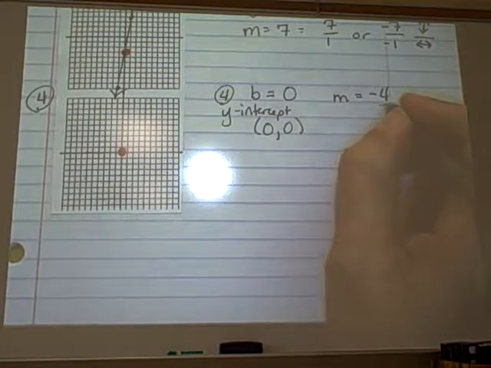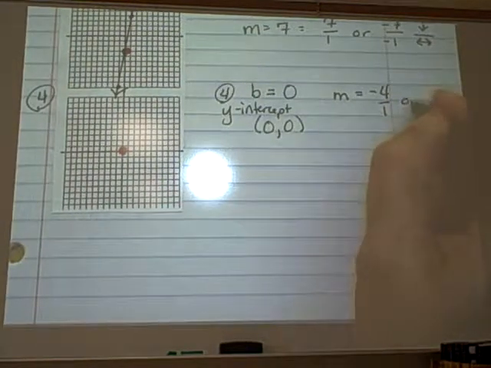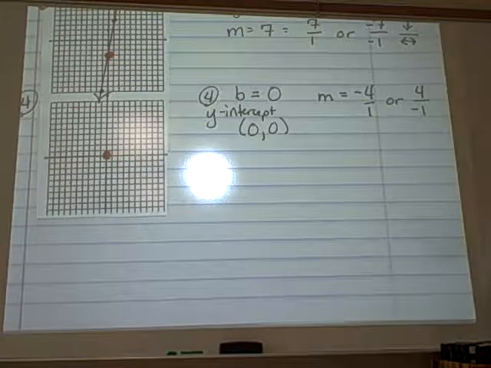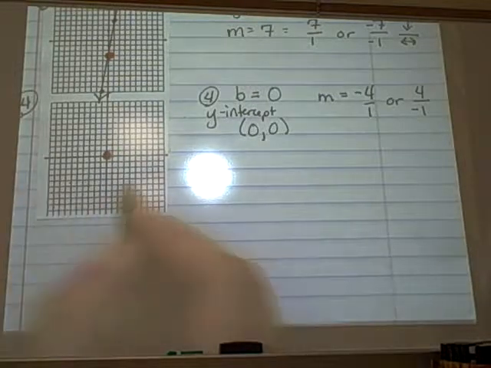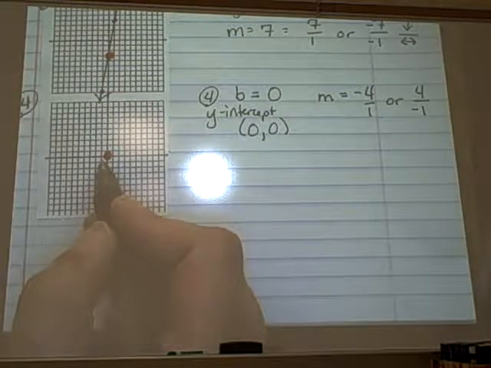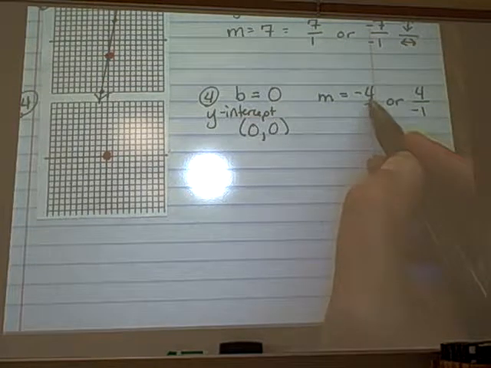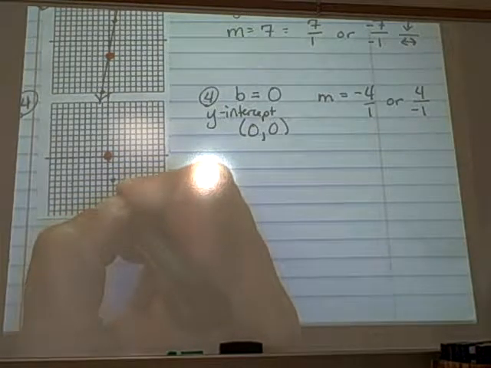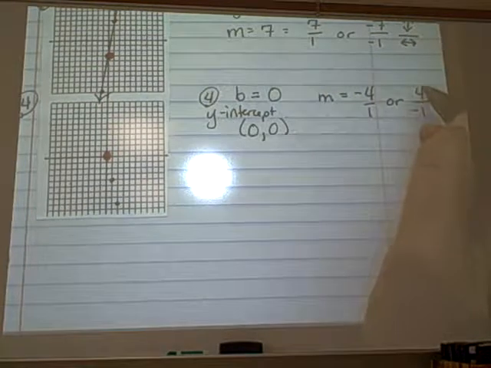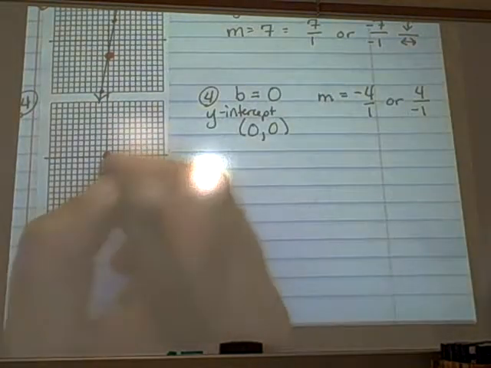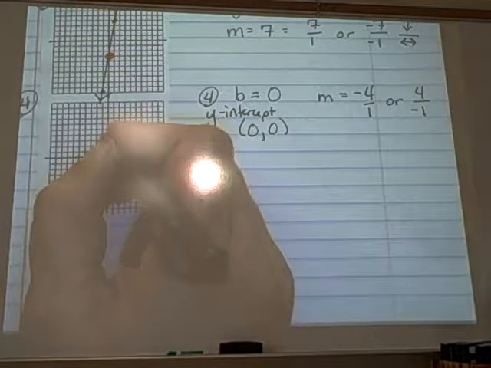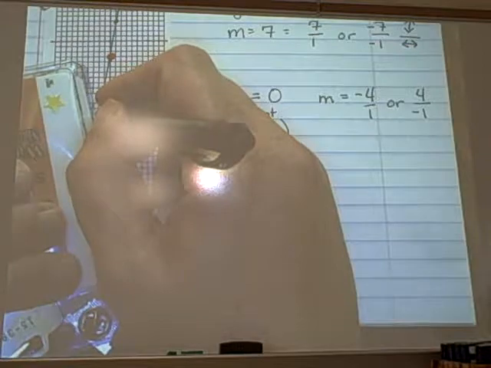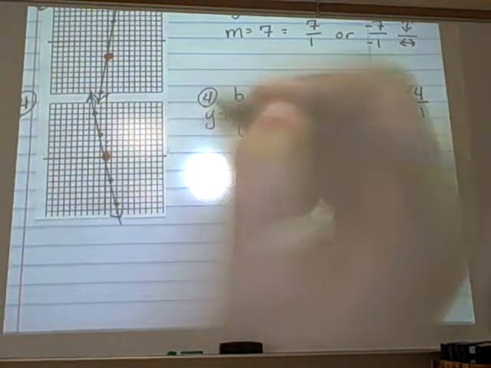Okay, this one's not a fraction, but I can make it a fraction by putting a 1 at the bottom. And since it's negative, I know I can switch the negative sign and put it at the bottom if I want. And that's still the same thing. Both of those will reduce to -4. So I'm going to start back at my beginning point, which in this case is my y-intercept. And for this one, you're going to go down 4 and to the right 1. So 1, 2, 3, 4 to the right 1. Okay, then I can go back to my beginning point and go up 4 to the left 1. There's that one.